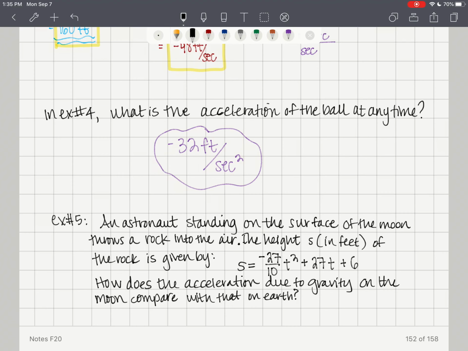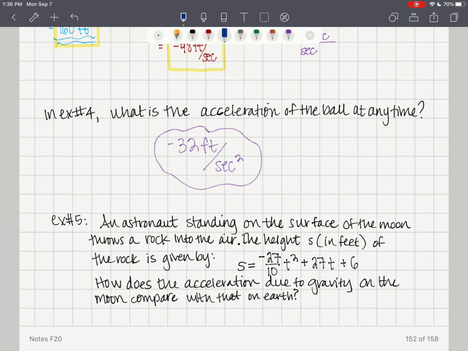Well, the reason being is because gravity on the moon is a little different, right? That gravitational pull that's pulling the ball down when you throw the ball off the cliff. Whether you throw a ball off a cliff, it doesn't matter, because that gravitational pull is what's pulling it down. Well, things are different on the moon. This is our equation for the moon, and this equation would be given to you. So how does acceleration due to gravity on the moon compare with that on the Earth?